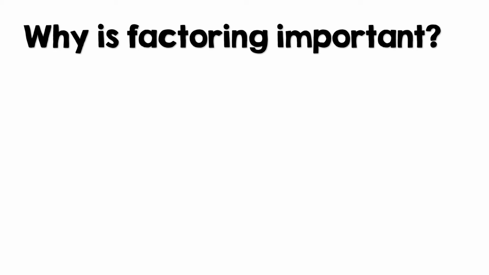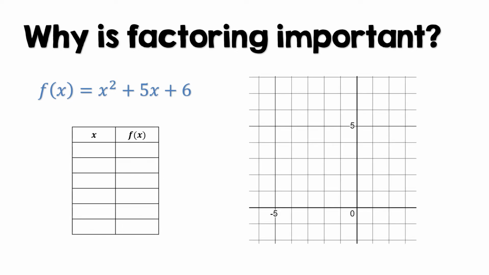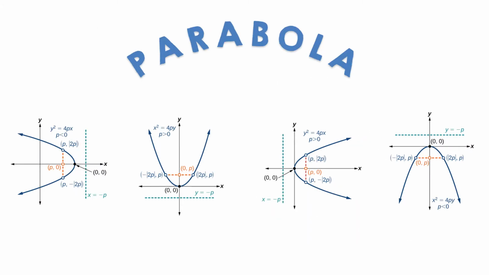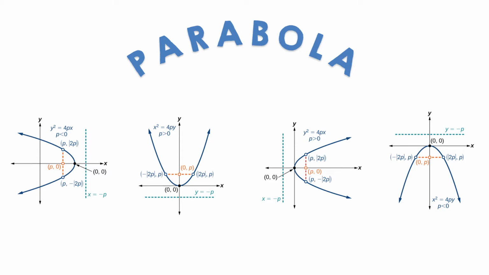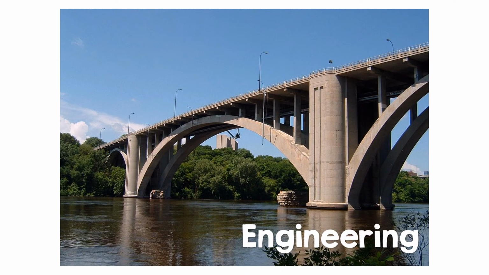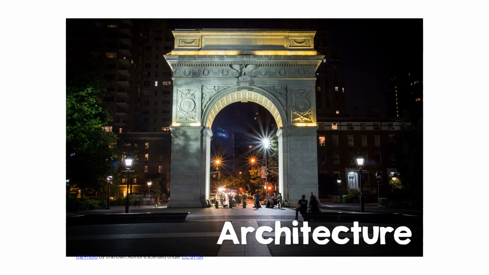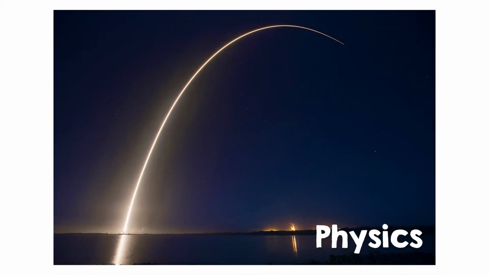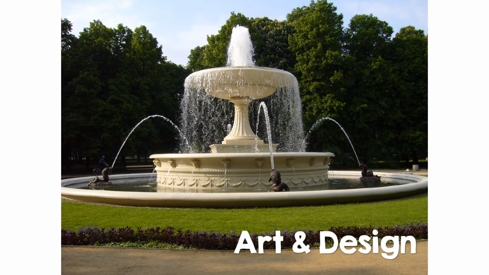So why is factoring important? Well, if we look at the function f of x is equal to x squared plus 5x plus 6, and then we try to graph this function, we see that it forms a particular shape called a parabola. Parabolas show up a lot in mathematics. We have parabolas opening up in many different directions. Parabolas have applications in engineering, architecture, athletics, physics, art and design, and many more areas.